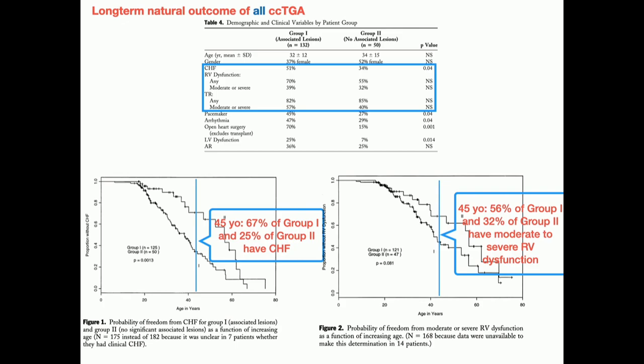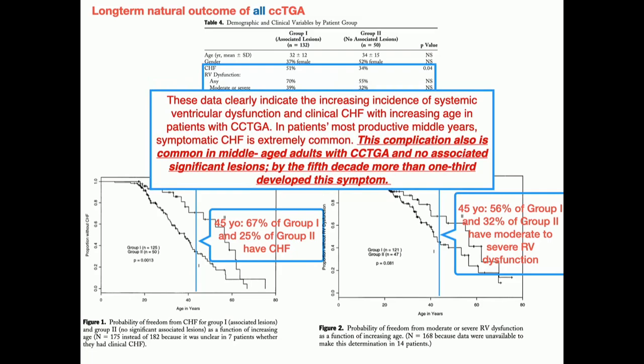This is where the debate can be made interpreting the data. Some may say nearly half the people live without any problem until middle age, but most think that these data clearly indicate the increasing incidence of systemic ventricular dysfunction and clinical congestive heart failure with increasing age in patients' most productive middle years. So even in patients with isolated ccTGA, by the fifth decade, more than one-third developed heart failure symptoms.